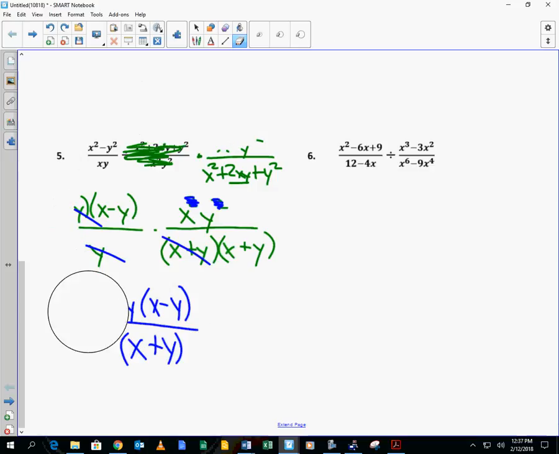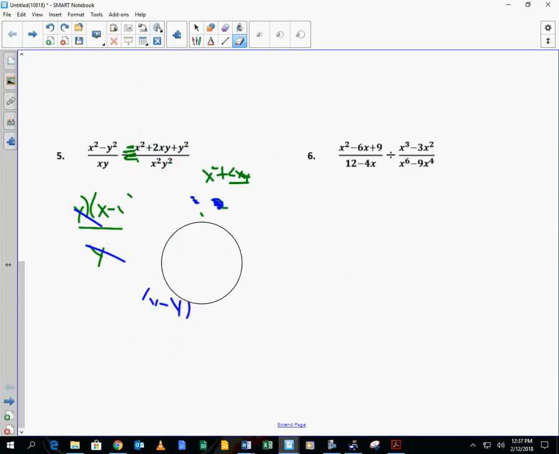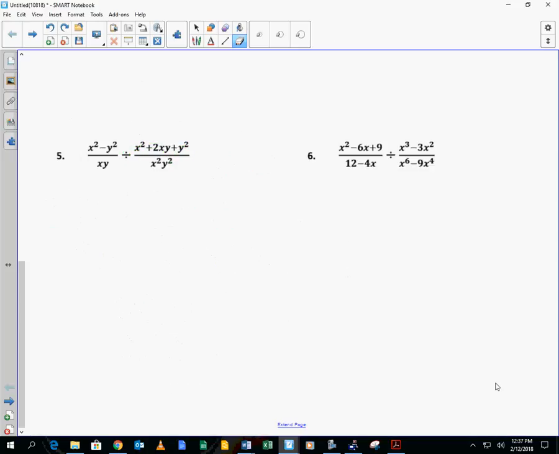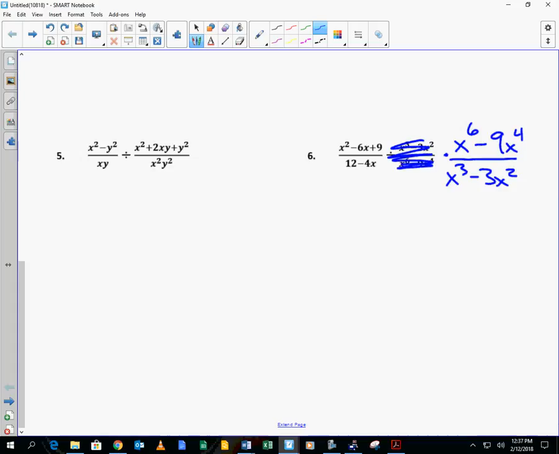Let's try one more. Multiply by the reciprocal when you see division. So x is 6 minus 9x to the fourth. Divide by x cubed minus 3x squared. Let's cancel that off. This factors to x minus 3 times x minus 3.